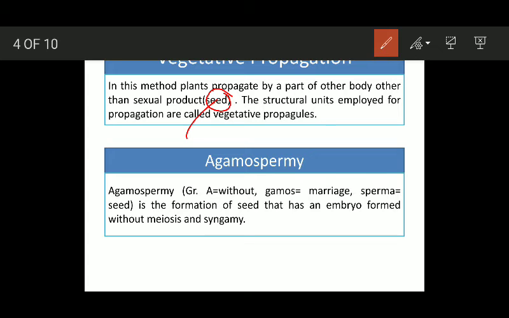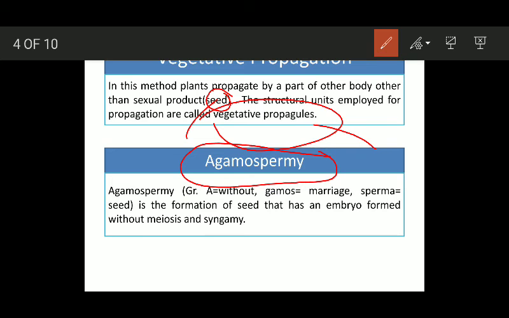Vegetative propagation is the multiplication of plants using vegetative parts other than seed, not seed. The structural units that are employed for the propagation of plants, they are known as vegetative propagules. So vegetative propagules are the plant parts that give rise to new plants.